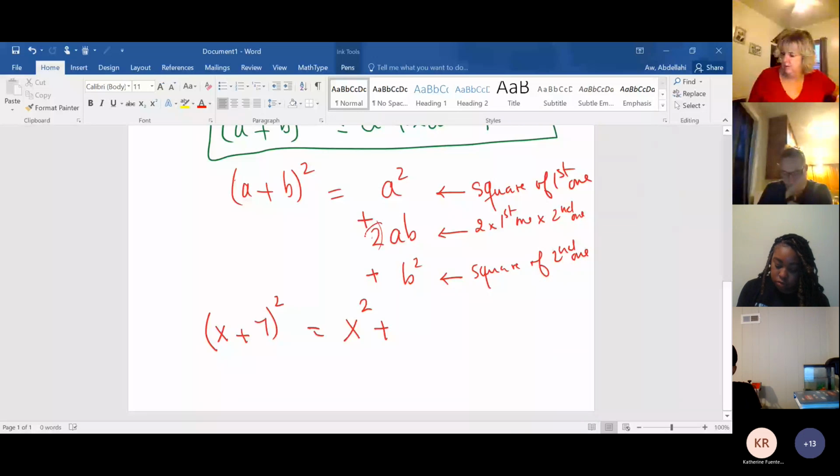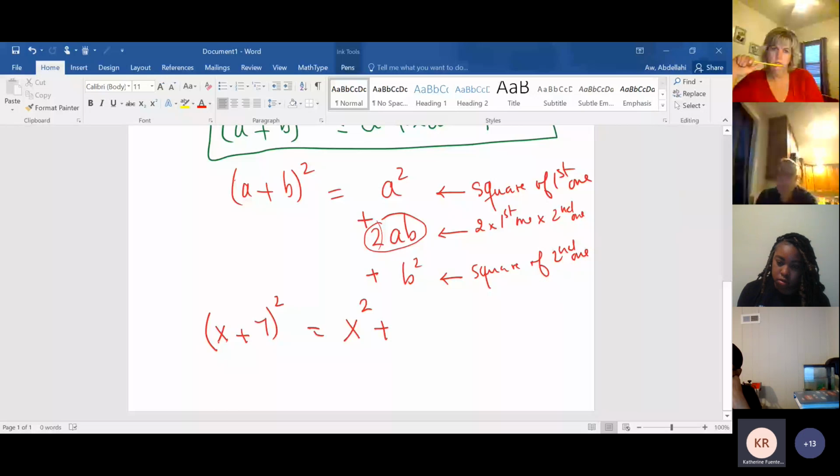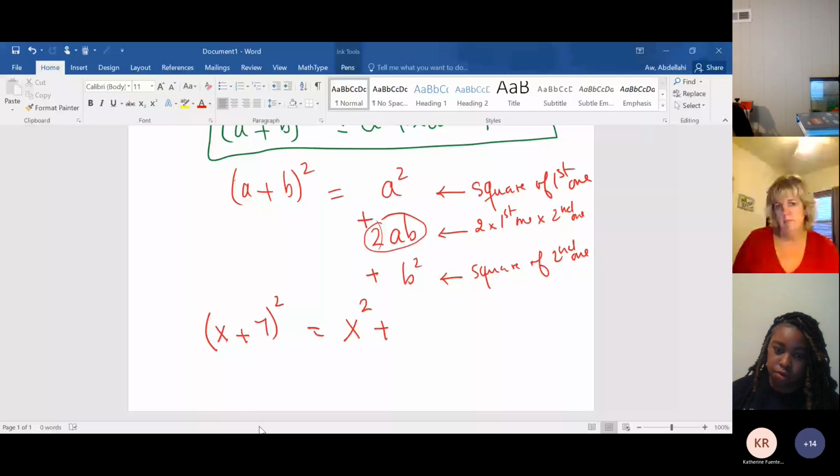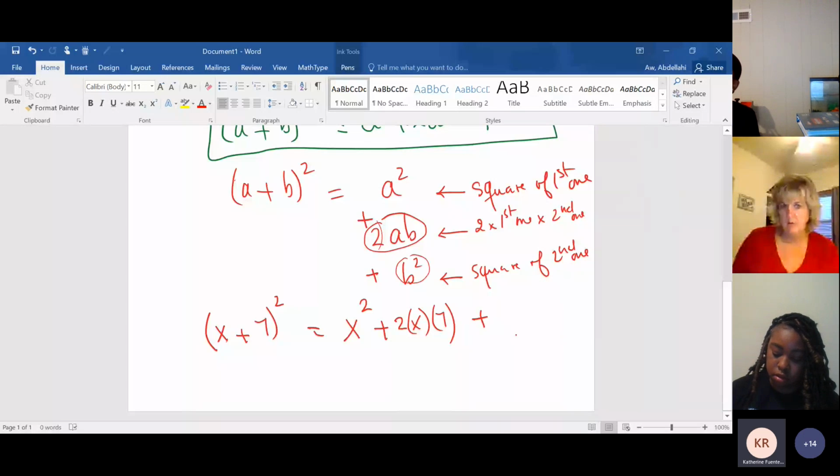What is the second term? What are you going to do? You multiply the x and the 7, and then you multiply by 2. You multiply the x by the 7, and then you double that. Okay? How much is it going to give you? Do the math. It is twice, 2 times x times 7, right? That is the middle one. What's going to be the last term? 7 squared.